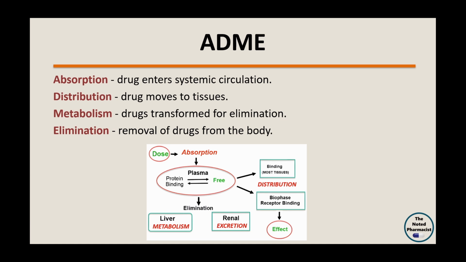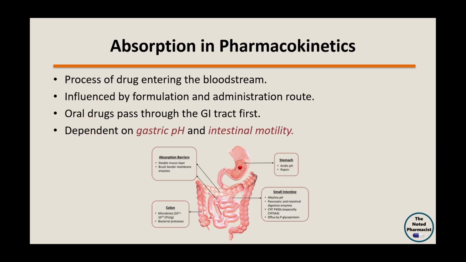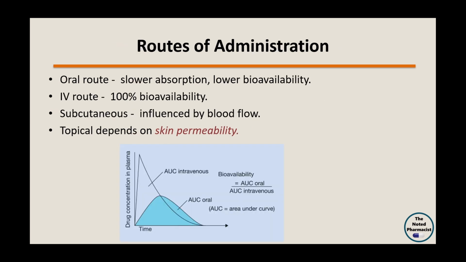Let's look at absorption. Absorption in pharmacokinetics refers to the process by which a drug moves from its site of administration into the bloodstream. This step is critical for achieving therapeutic drug concentrations and is influenced by factors such as the drug's formulation, route of administration, and chemical properties. Drugs taken orally, for example, must pass through the gastrointestinal tract before entering circulation, making their absorption dependent on gastric pH and intestinal motility.